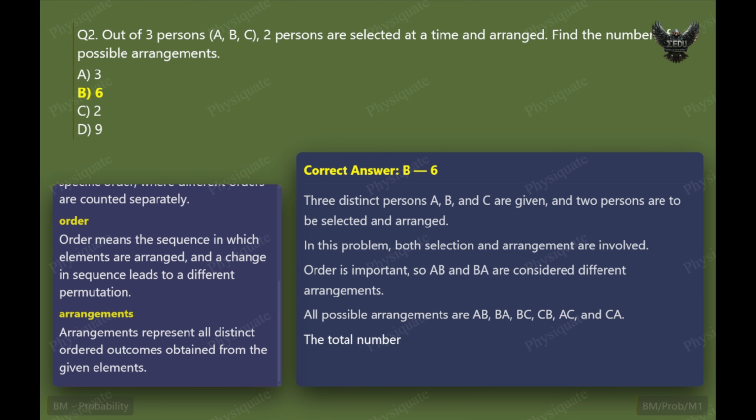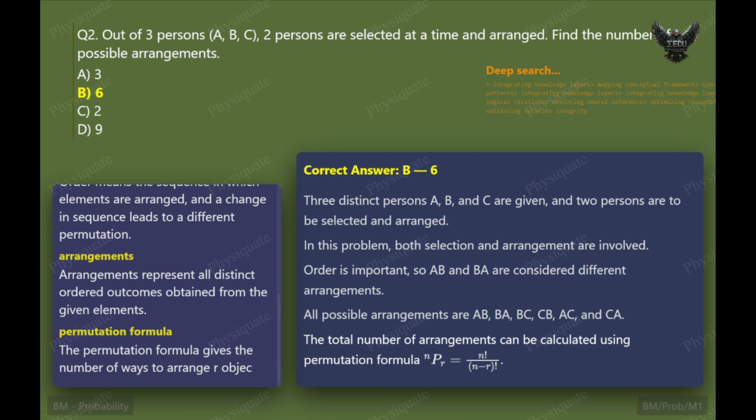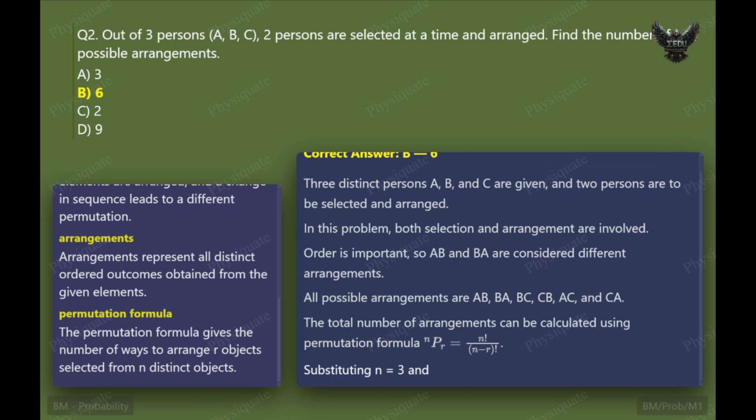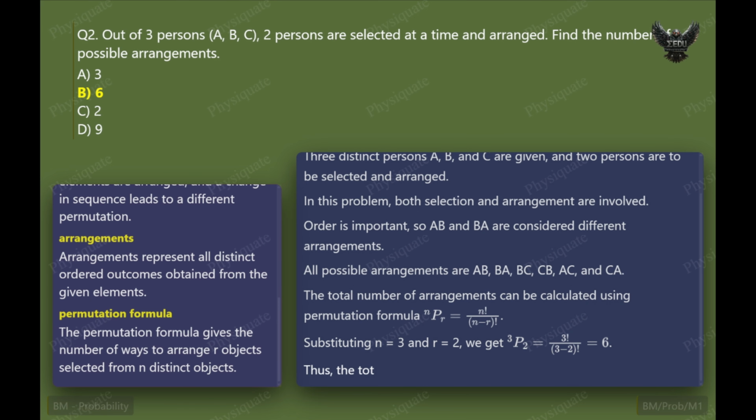The total number of arrangements can be calculated using the permutation formula, nPr equals n factorial divided by n minus r factorial. Consider the permutation formula. The permutation formula gives the number of ways to arrange r objects selected from n distinct objects. Substituting n equals 3 and r equals 2, we get 3P2 equals 3 factorial divided by 3 minus 2 factorial, equals 6. Thus, the total number of possible arrangements is 6.